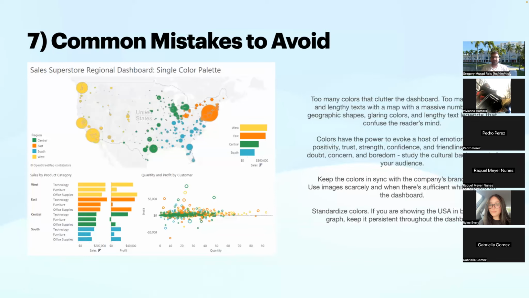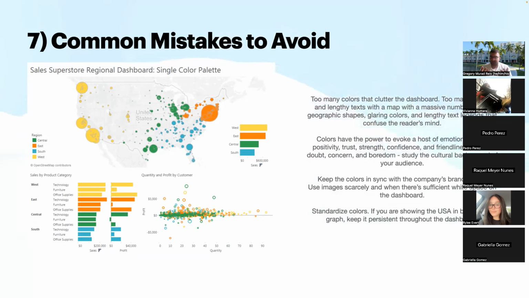And now it's the opposite, too much information, right? So here I have a map of the United States separated in West, East, Central, and South into regions, right? There are too many colors that clutter the dashboard, a lot of different lengthy text, massive number, geographic shapes, some colors, right?